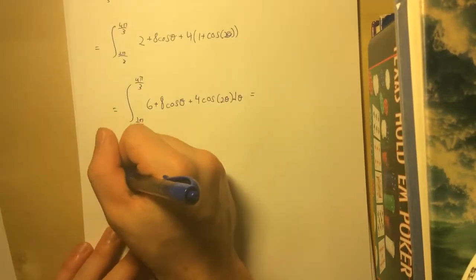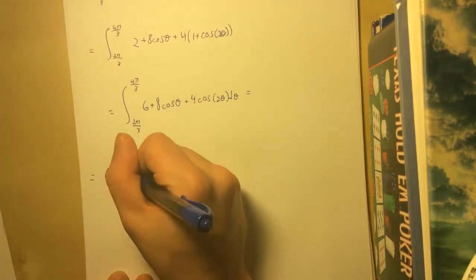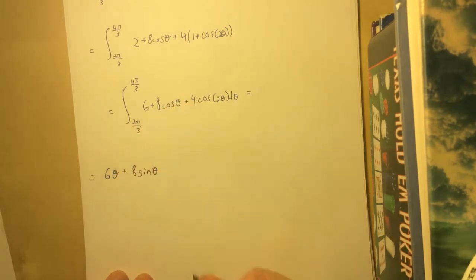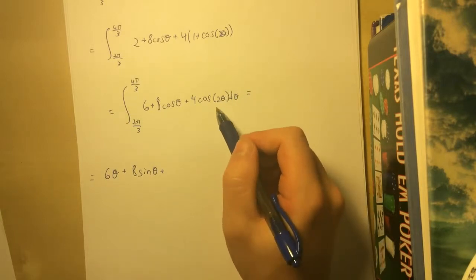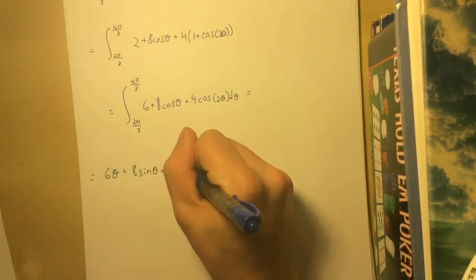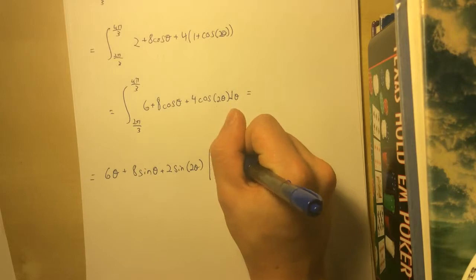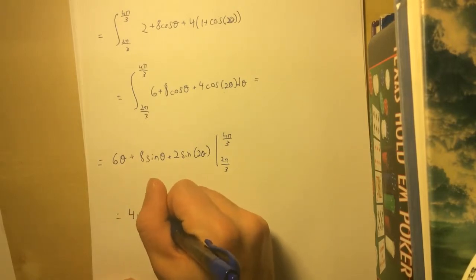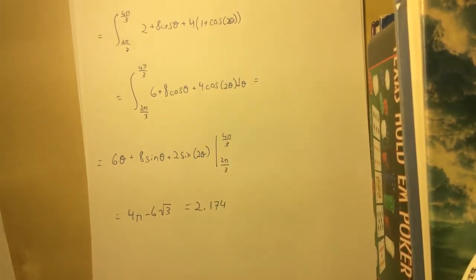And to integrate that, we can just integrate each piece individually. So 6 with respect to theta is just going to turn into 6 theta, plus the integral of 8 cosine theta, which is 8 sine theta, plus the integral of 4 cosine 2 theta, where we need to divide by this 2, which gives us this 2. The integral of cosine theta is sine theta, and the angle stays the same. We're evaluating at 2 pi over 3 to 4 pi over 3, and you can do that on your own, and you should come up with 4 pi minus 6 root 3, or if you use the calculator, 2.174.